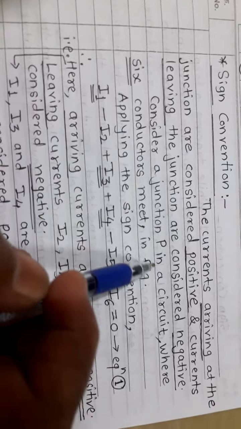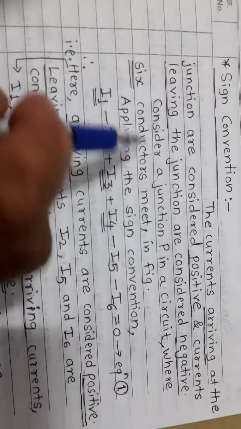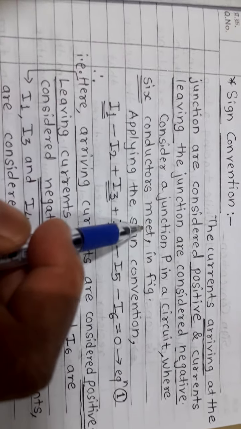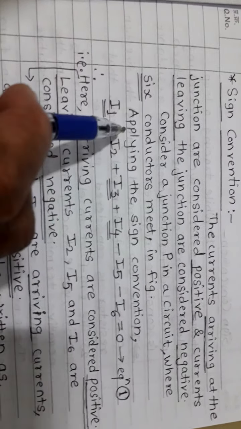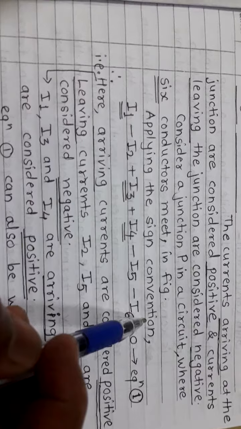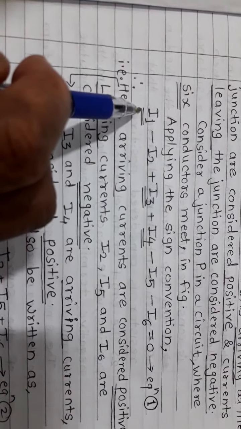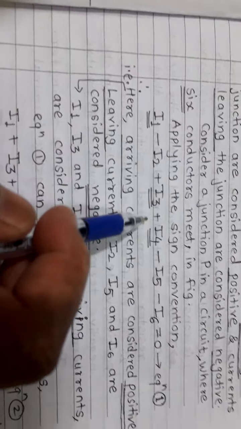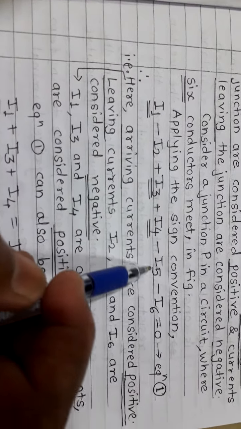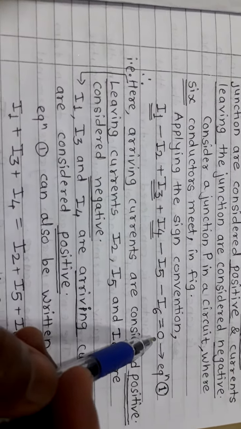Consider a junction capital P in a circuit where 6 conductors meet in figure. Applying the sign convention, I1 minus I2 plus I3 plus I4 minus I5 minus I6 is equal to 0.